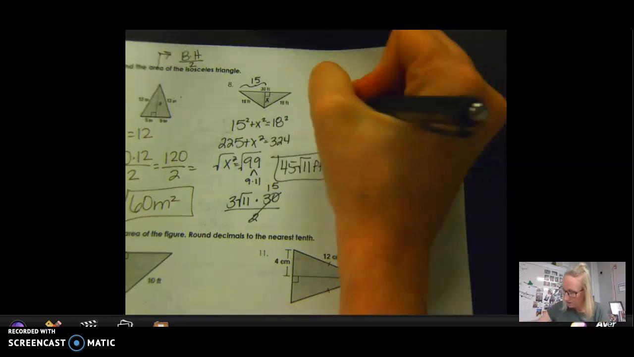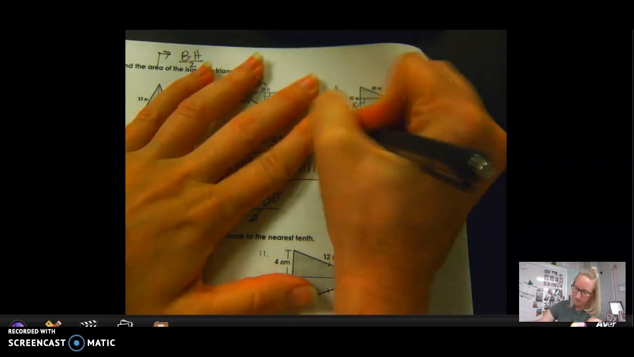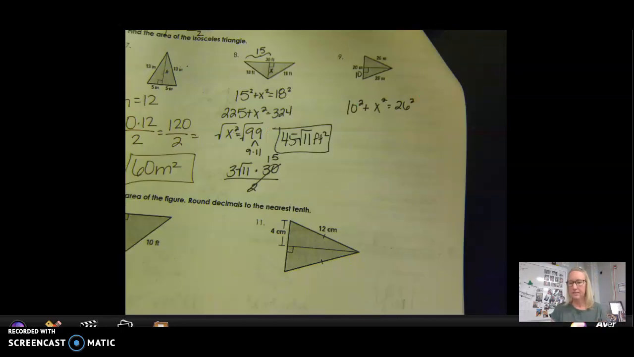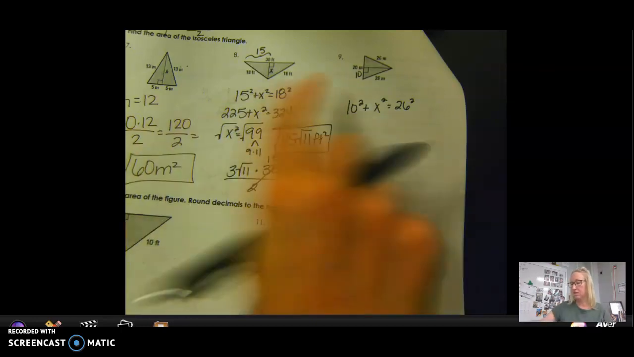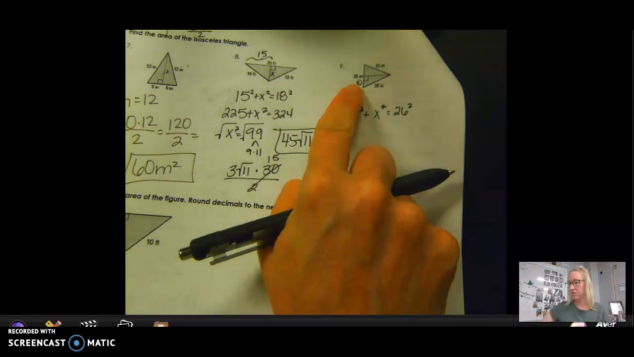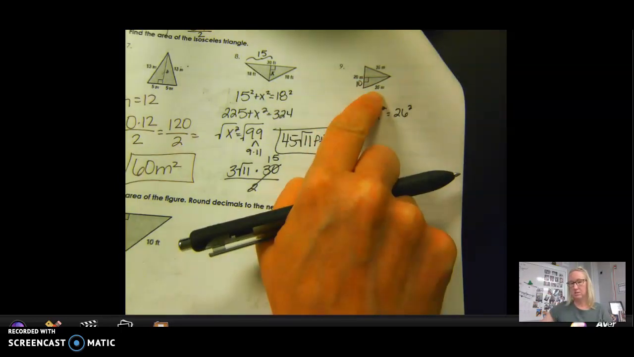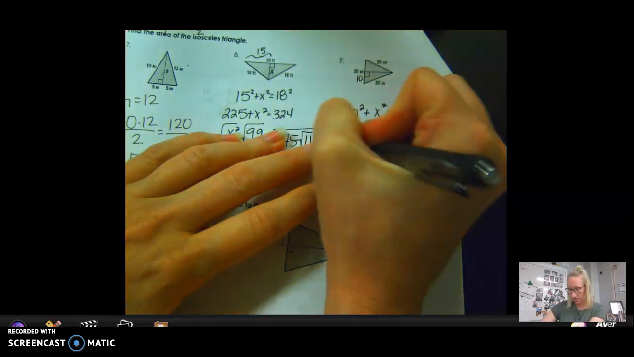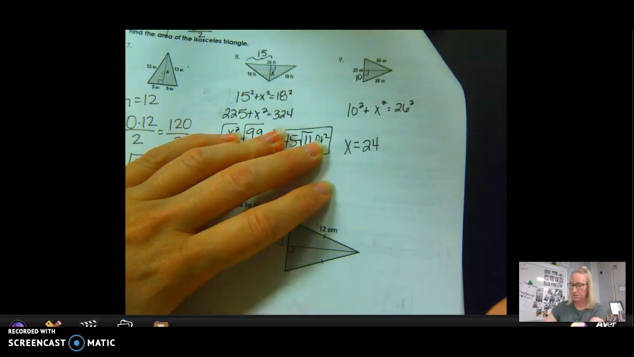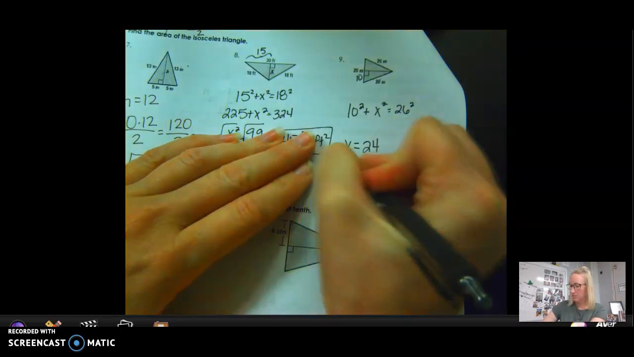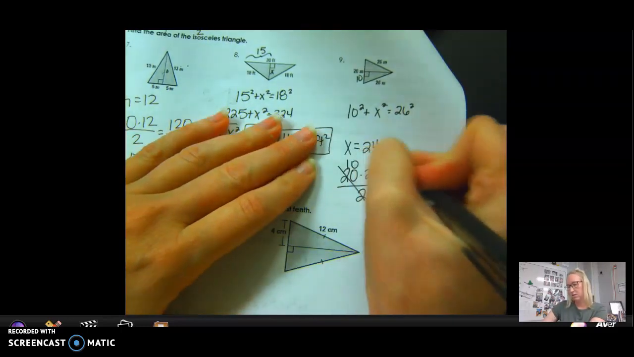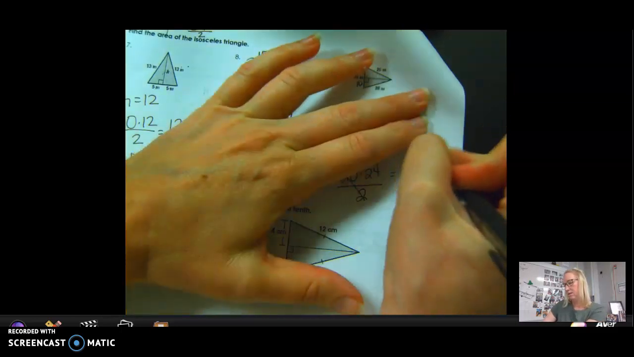Okay, next one. So halfway across would be 10. So it's 10 squared plus x squared equals 26 squared. This is another Pythagorean triple. It is a multiple of the 5, 12, 13. So it's 5 times 2, this times 2, 13 times 2. So 5, 12, this would be 12 times 2, so x would be 24. And you could do the Pythagorean theorem and get the same answer. So now my base is 20 times my height is 24, divided by 2. That's the same thing as doing 10 times 24, which is 240 meters squared.